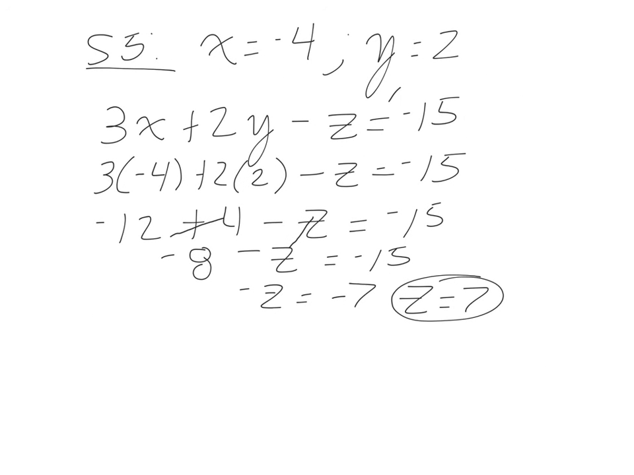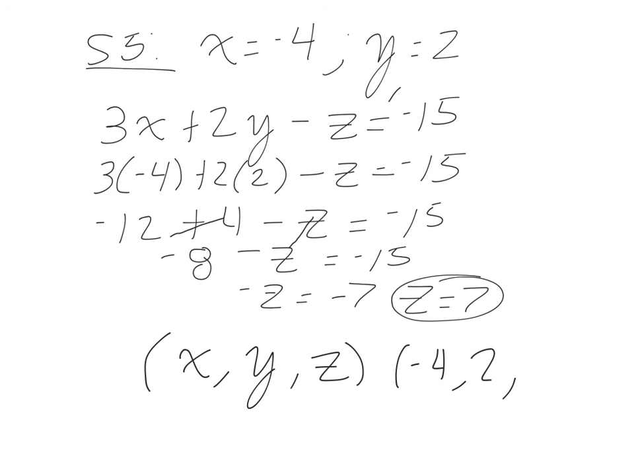For the last and final step, I would like you to write your results as an ordered triple in the form of x comma y comma z. Therefore, for our answer, our x was negative 4, y was 2, and z was 7.